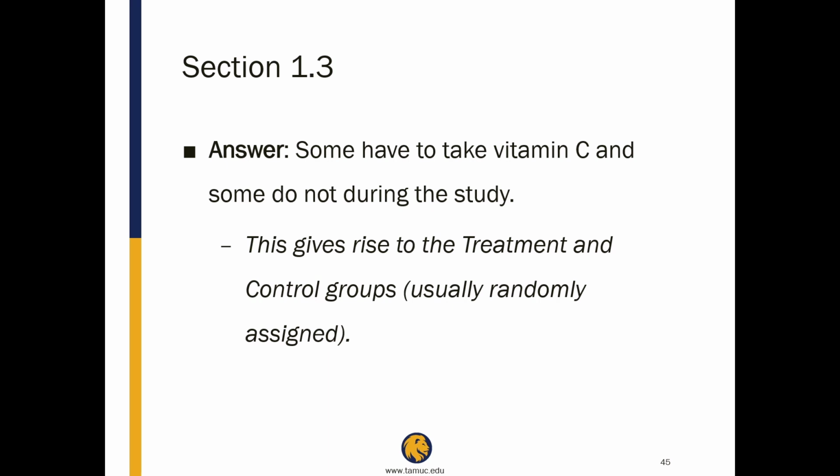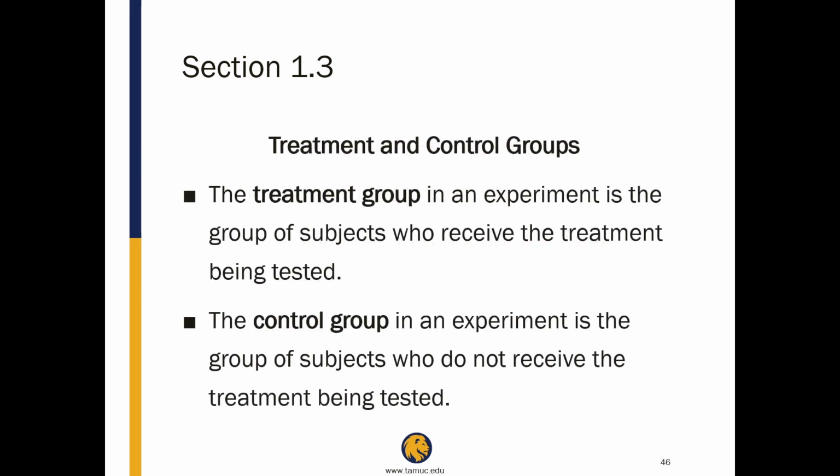So you have to have at least these two groups within this experiment, the treatment group and the control group. And these two groups are usually randomly assigned to take any potential bias out of the process. So here's the definition for those two things. The treatment group in an experiment is a group of subjects who receive the treatment being tested, versus the control group in an experiment, which is the group of subjects who do not receive the treatment being tested.